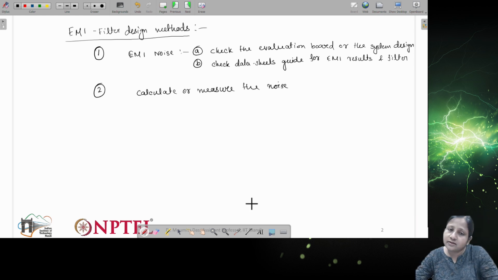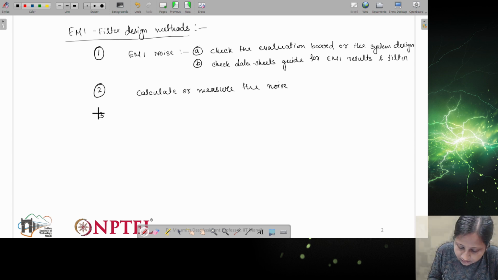In the last class I have already discussed this CM and DM noise, right? That measurement technique I have also discussed. Using that method you can measure, or if you have to calculate, then you have to look into the analysis part. I have shown you the CM and DM noises for buck and boost converters. The same method you can apply for other converters to find out the noises from the design steps.